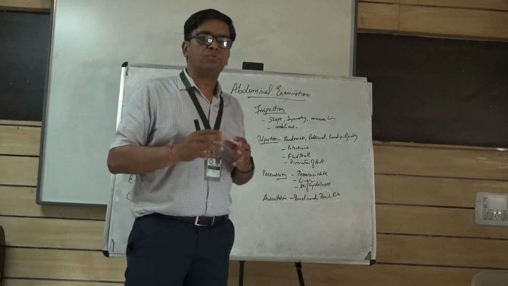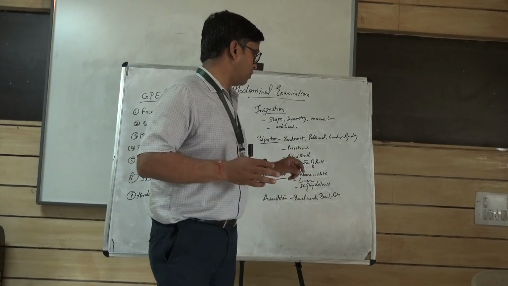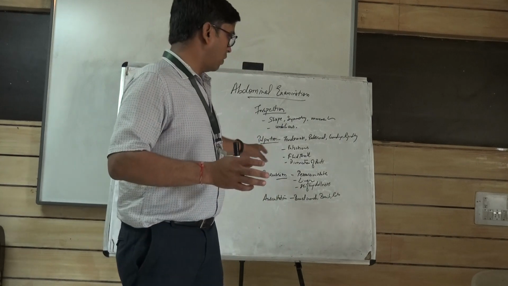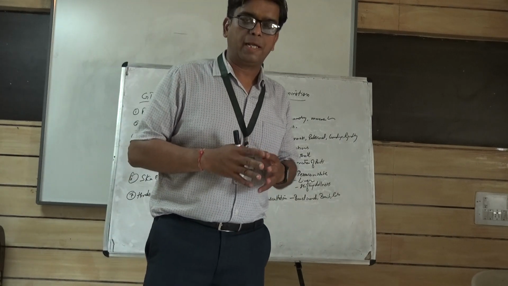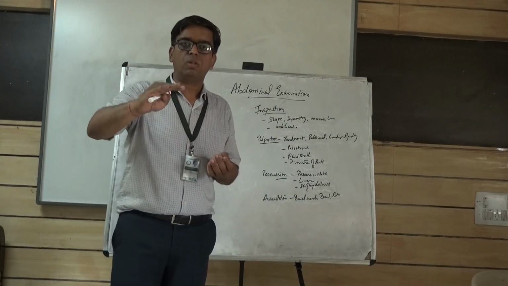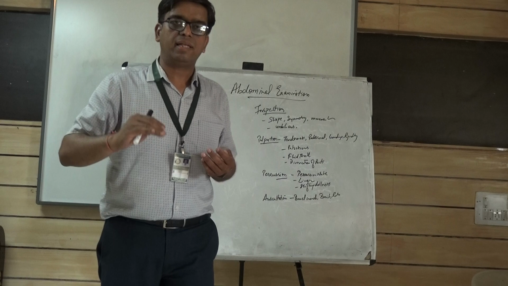Then we also have to check for the pulsations of the abdomen. We also have to palpate for any kind of fluid thrill or divarication of the recti. So these are the various things. You have to palpate all the 9 regions superficially and then deep.